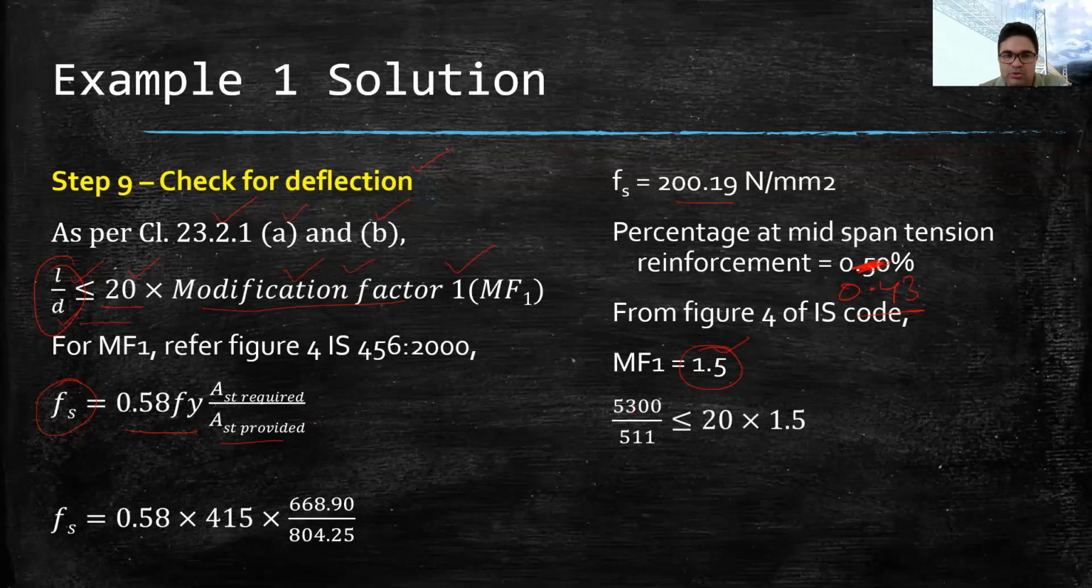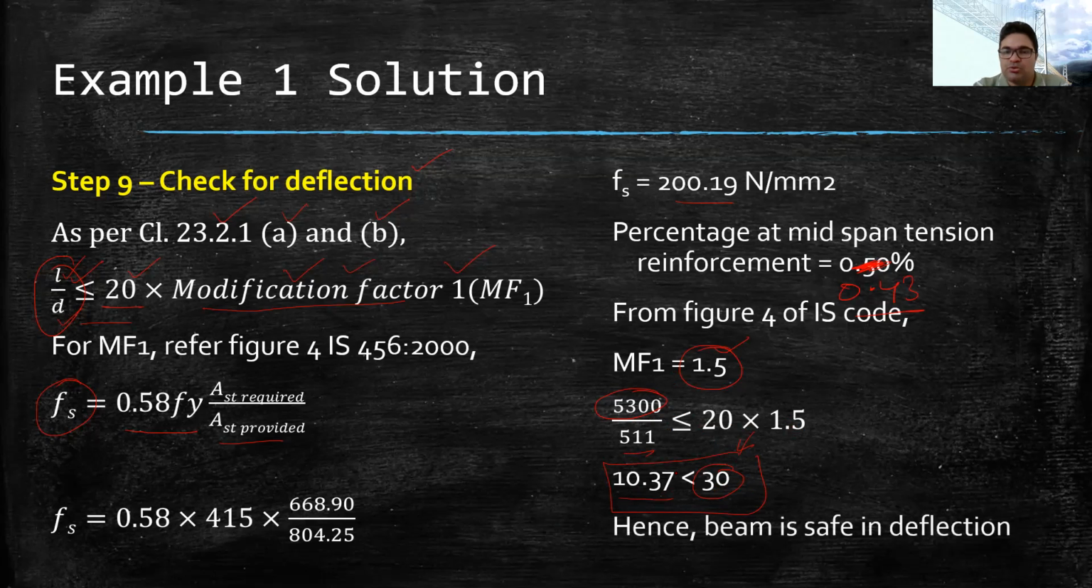We can easily calculate here. So L is the effective span, which is 5300, and 511 will be the effective depth, and it should be less than 20 times 1.5, which means it is actually satisfying. So this ratio is 10.3, which is less than the product of this. If this condition is satisfied, we can easily say that our beam is safe in deflection. By chance, if it is not satisfying, in that case we have to increase the d value. So we can say that the beam is safe in deflection in this case.